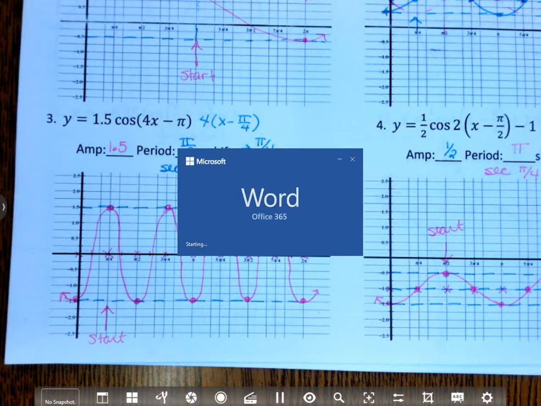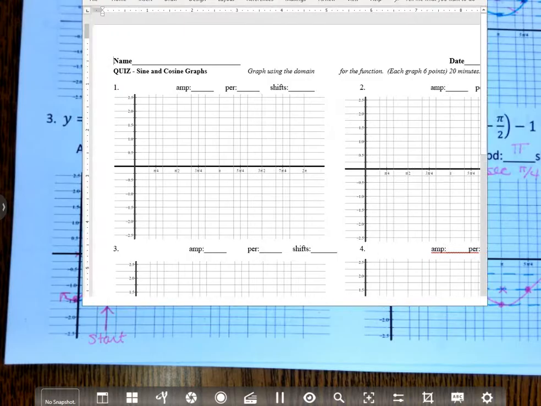Let me just see. Whoops, that's not where it's supposed to go. It's not where it's supposed to go. Why are you doing this?